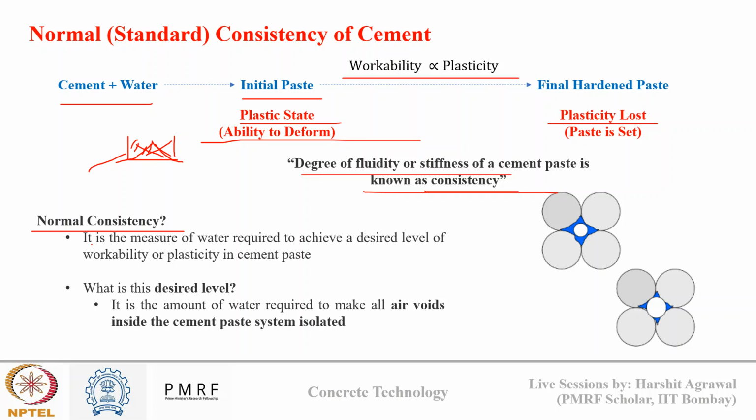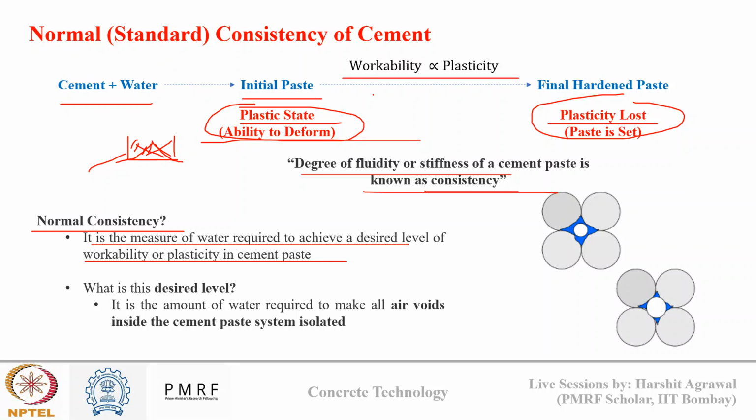And what is normal consistency here? It is the measure of water required to achieve a desired level of plasticity in cement paste. Initially my cement paste is completely plastic in nature, and over time it loses its plasticity completely. The amount of water required to achieve a certain level of plasticity is known as normal consistency. And what is this desired level? It is the amount of water required to make all air voids inside the cement paste isolated.